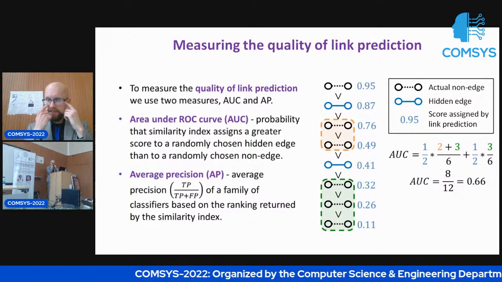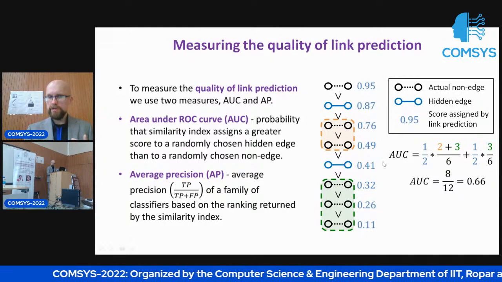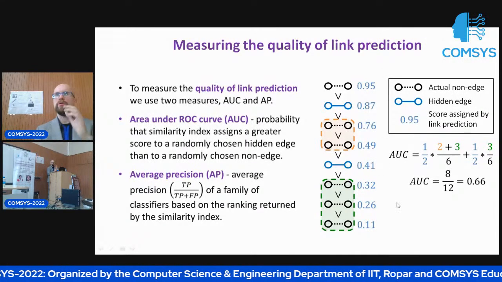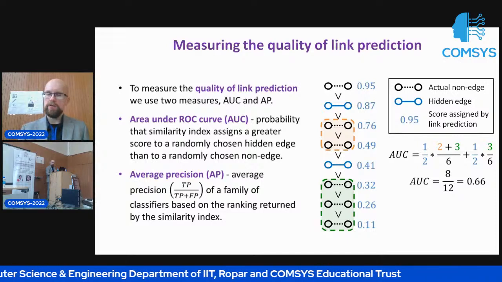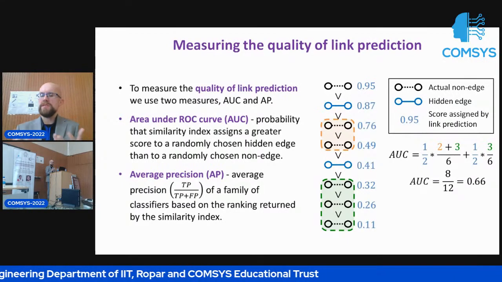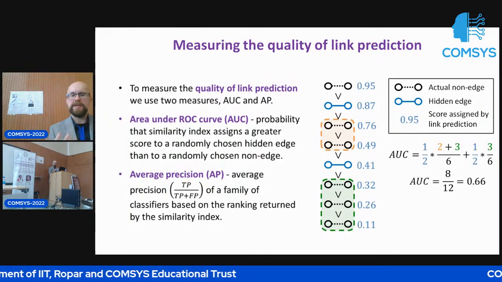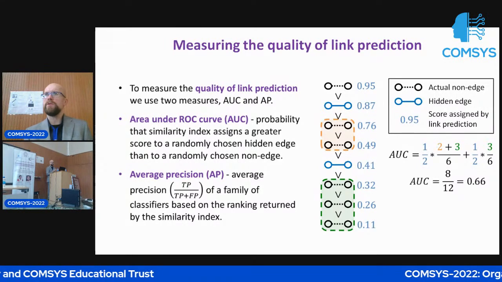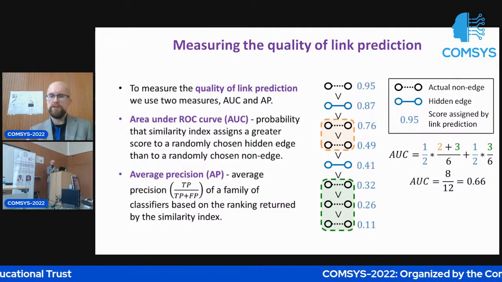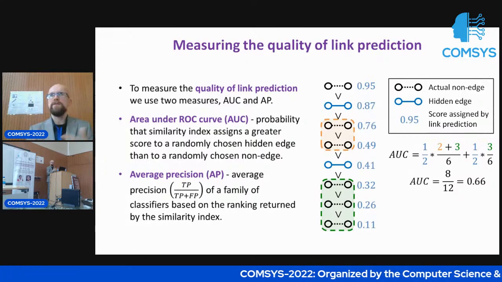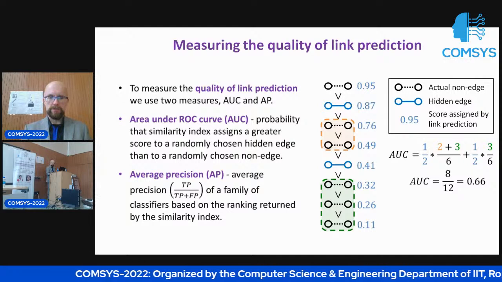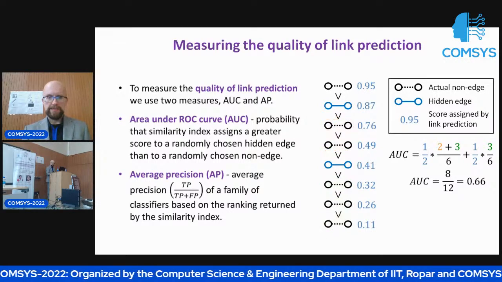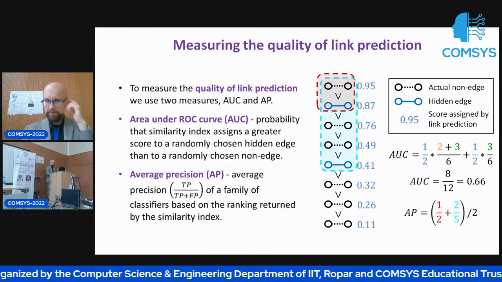We could also see that if both hidden edges, both blue edges, were at the very top of the ranking, then the AUC would be 1, right? Which is reasonable, because this is the very best outcome from the perspective of link prediction. If both hidden edges are at the top of the ranking, then I'm very happy. The other measure, the average precision, takes the average precision of a family of classifiers.